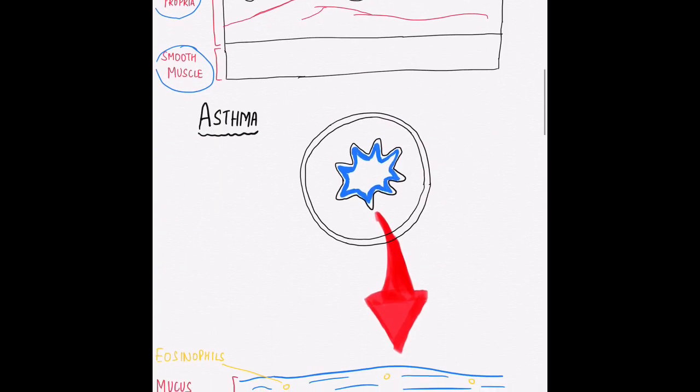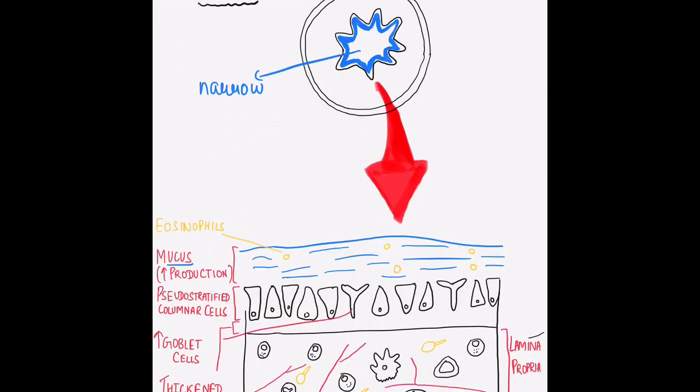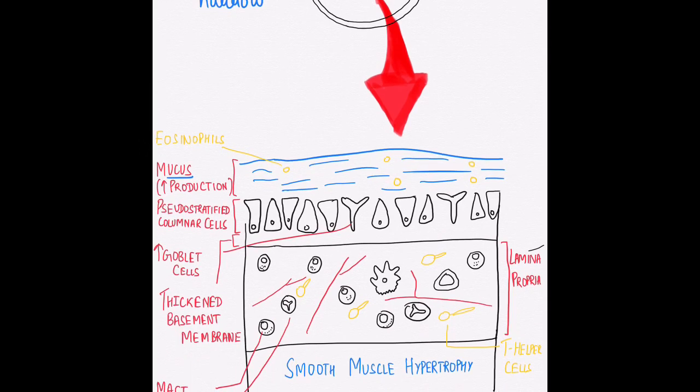Now, let us observe how different the asthmatic bronchiole is from the normal bronchioles that we have witnessed just now. As we can see in this, the lumen of the asthmatic bronchiole is very much narrow due to various reasons that will be discussed later in this video. Now, coming to the histology of asthmatic bronchiole, we can observe several changes as compared to that of normal bronchiole. These changes are as follows.